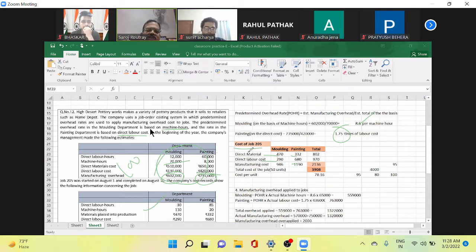So if you see here, you can find out those things. Together it is coming 802 and 970. Manufacturing cost is 946 and 1190. So this is coming 2136. The total is coming 3908. 3908 is for all the 50 units made during the year. So that information is given here.